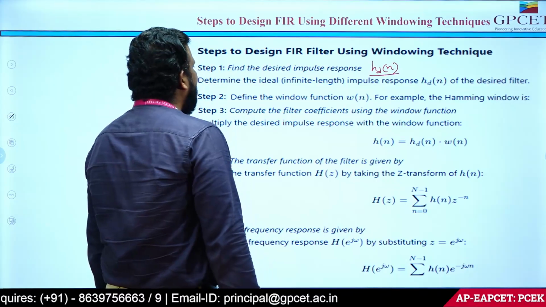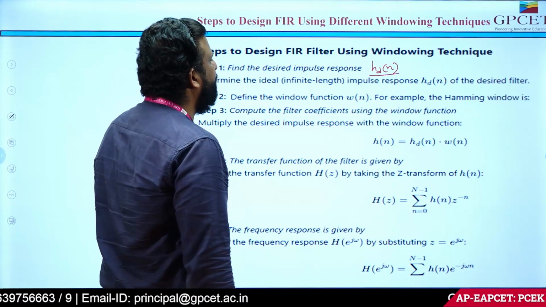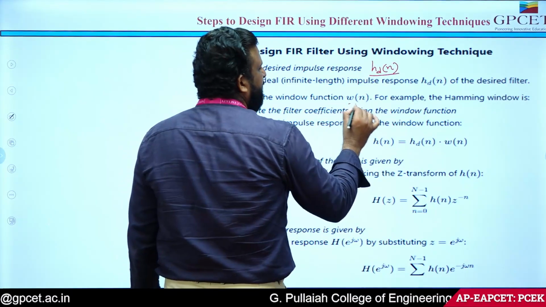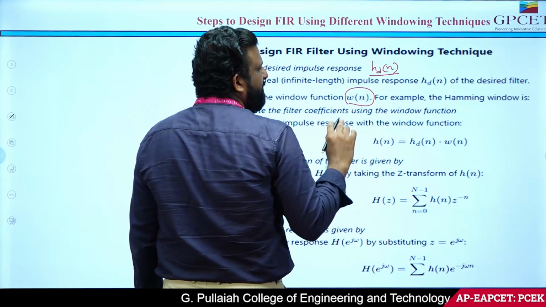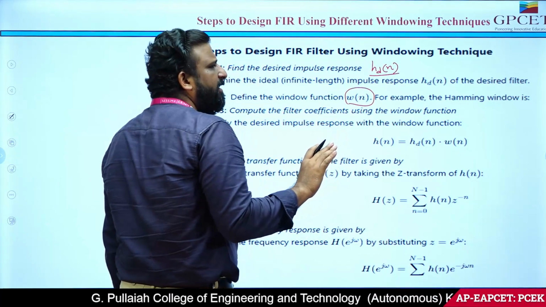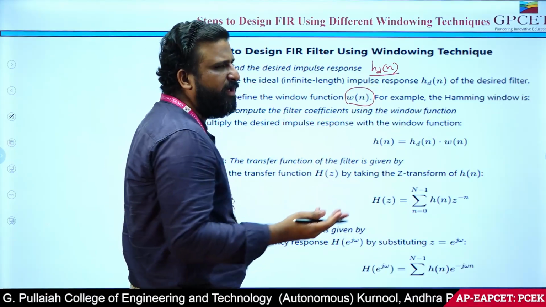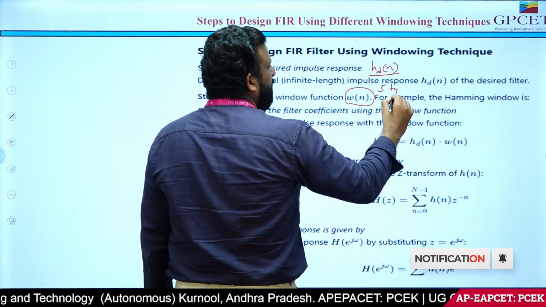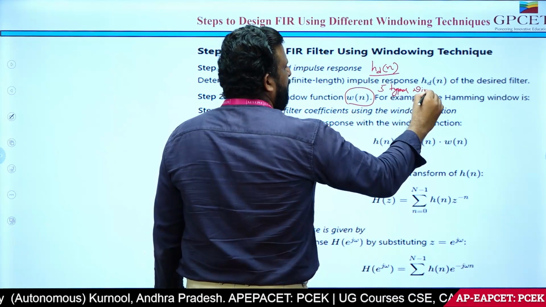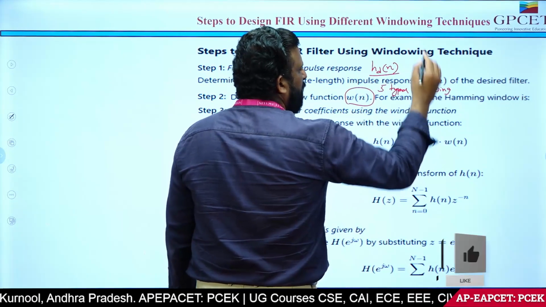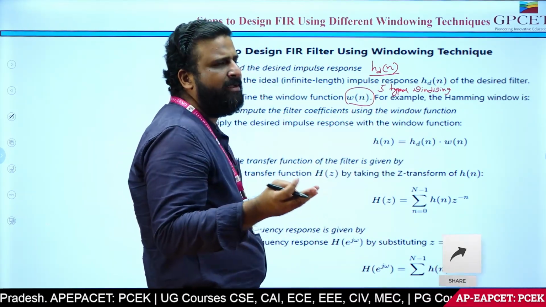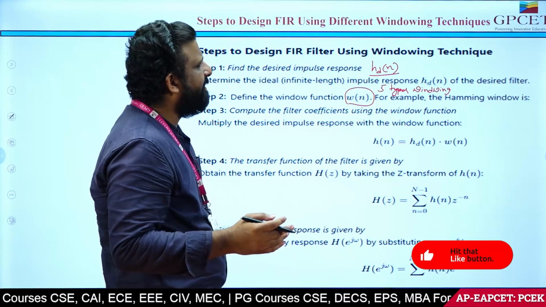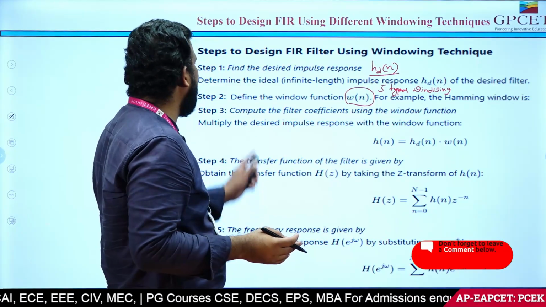After determining this infinite length impulse response hd of n, in the second step, we are going to use the windowing function. After getting hd of n, we want to find the windowing function, that is w of n. That windowing function may be anything. What we have studied, the 5 types of windowing, we can use here. Depending upon the problem, we can use Hanning, Blackman, rectangular, and so on. Any one of the windowing functions we can use in the second step.